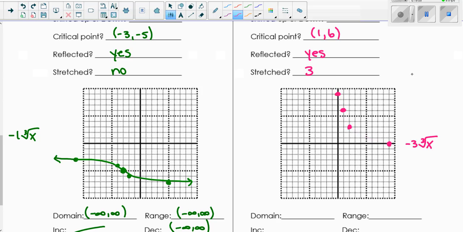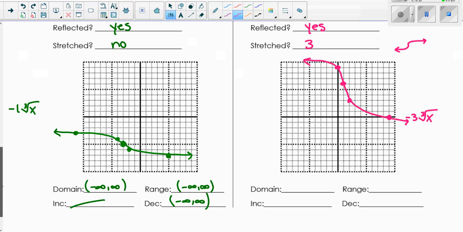A cube root function looks kind of like an S, something like that. So even though this is stretched by a factor of 3, it's still going to go through here, and it's not going to increase or decrease very fast. It's going to be slow. And then once it gets to here, it's going to level out this way as well. So it goes like that. Okay.